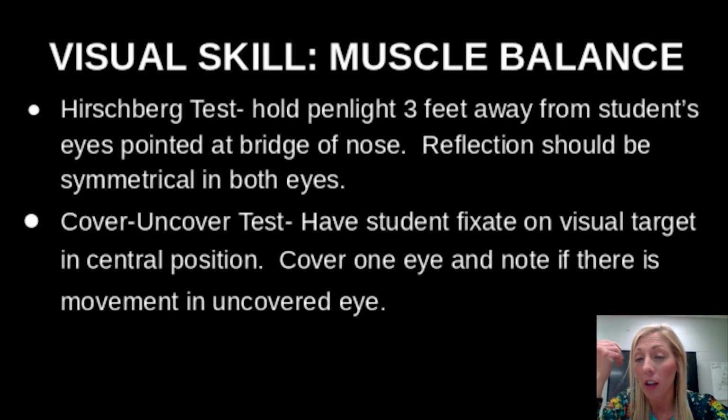Another one that we do is the cover-uncover test. You have the student fixate on a visual target in a central position, and you cover one eye and note if there is any movement in the uncovered eye. If they're fixated on the object staring ahead and you cover this one, does this eye stay in the same location or does it move when you cover the other eye? And this is just all informal documentation, right? Is there a muscle balance issue that you're noting? Is the reflection symmetrical, and does the eye move when the other one's covered on that fixation?